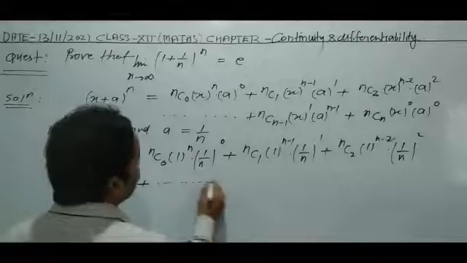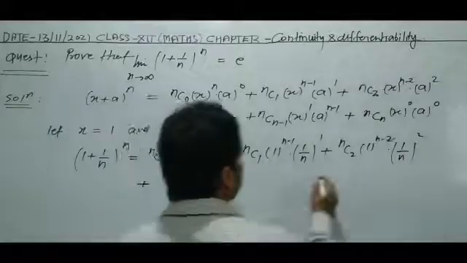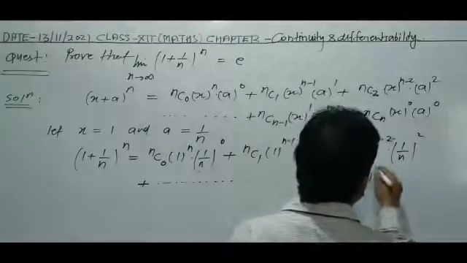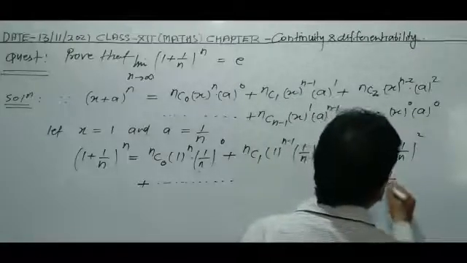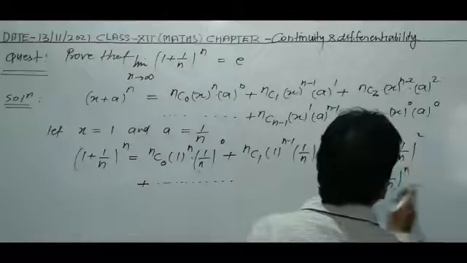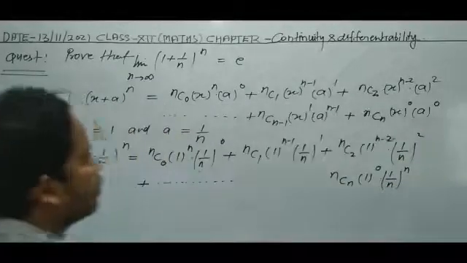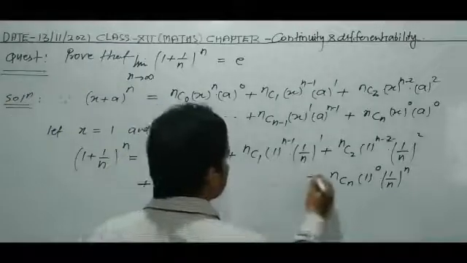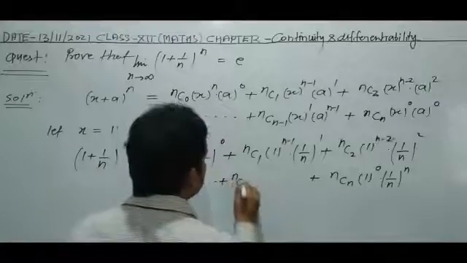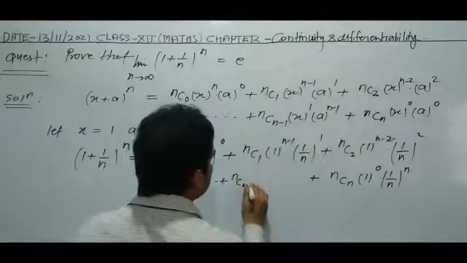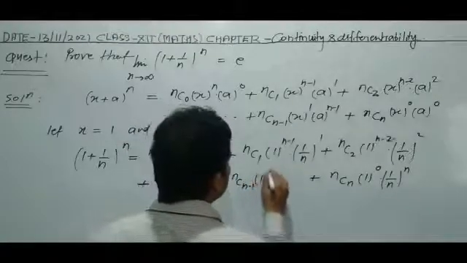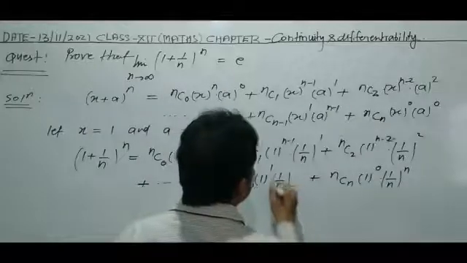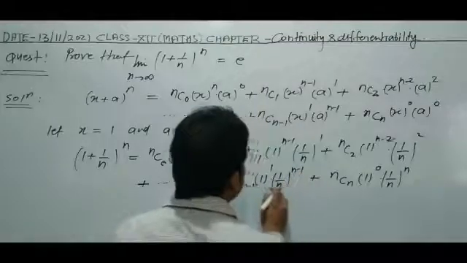Plus up to the last term, which is nCn 1 to the power 0 into (1 by n) to the power n, and its preceding term is plus nC(n minus 1) into 1 to the power 1 into (1 by n) to the power n minus 1.